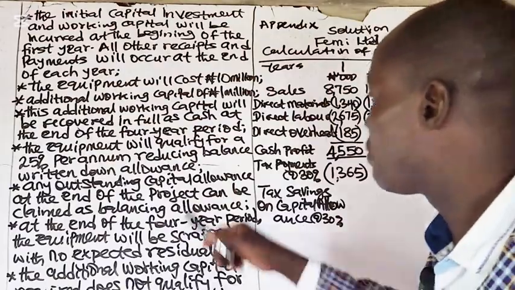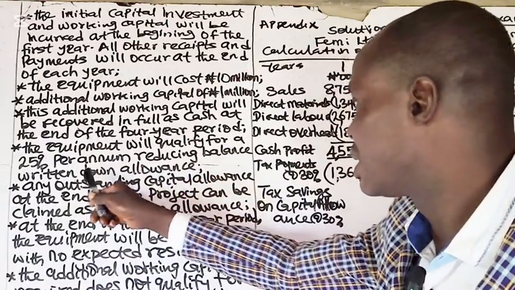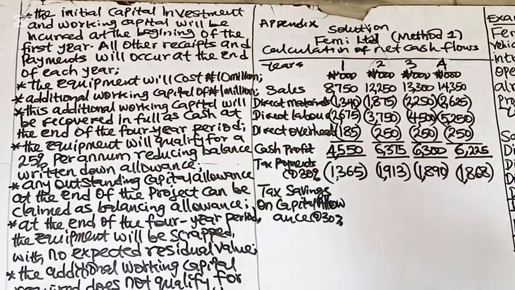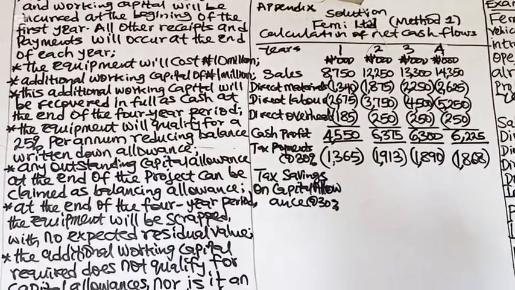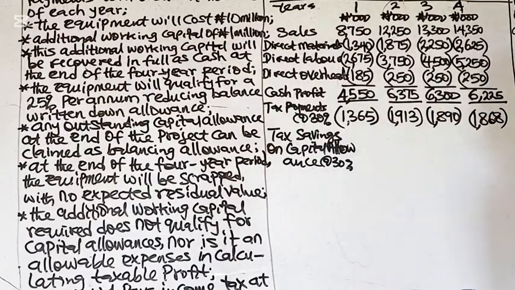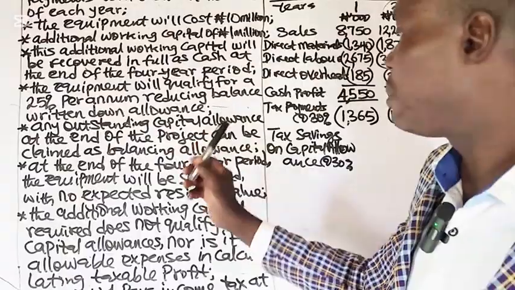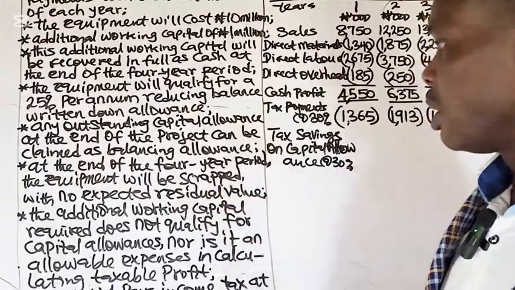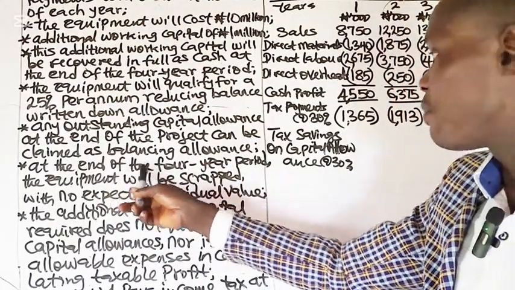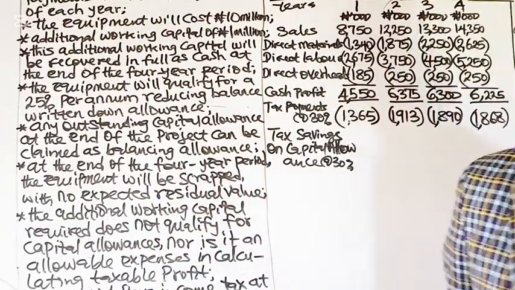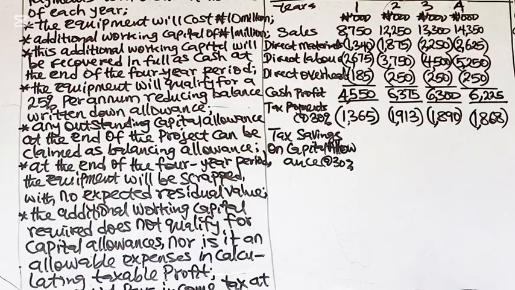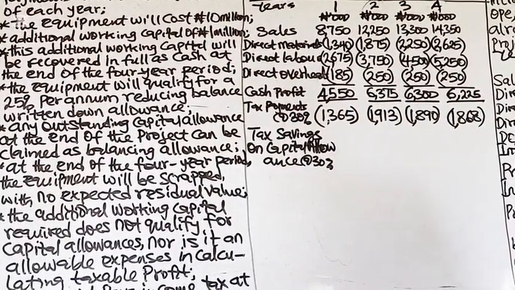So you were told the equipment will qualify for 25% per annum reducing balance written down allowance. That means the reducing balance method is to be used in calculating the capital allowance, and the rate to use is 25% per annum. Any outstanding capital allowance at the end of the project can be claimed as balancing allowance. So any balance you have at the end of the project, you treat as a balancing allowance. Then at the end of the 4-year period, the equipment will be scrapped with no expected residual value. So the residual value of the equipment at the end of the project will be 0.